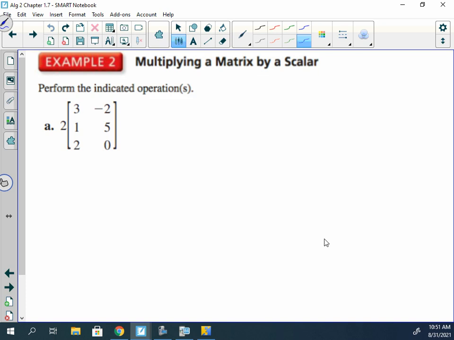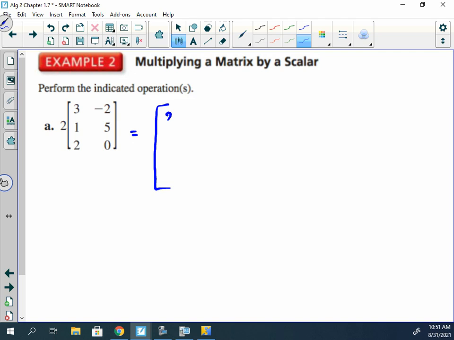So let's look at this first example here. We want to perform the indicated operation. So we want to scale this matrix by a factor of 2. We're wanting to make all the numbers bigger by a scale of 2. What that means for us is that we're going to multiply everything in the matrix by 2.